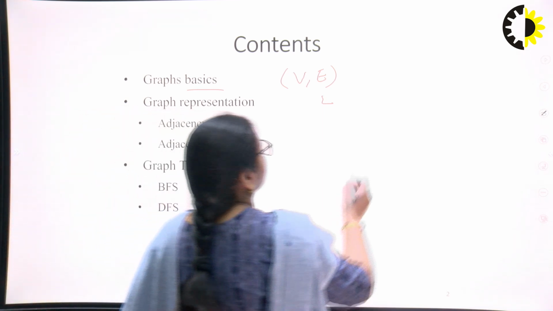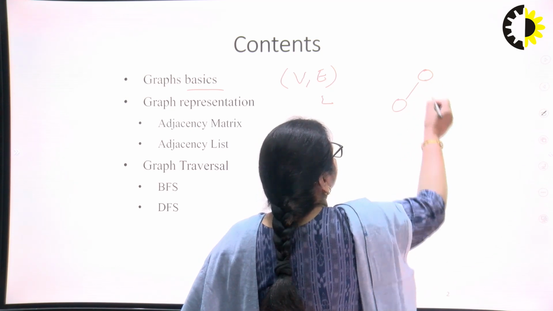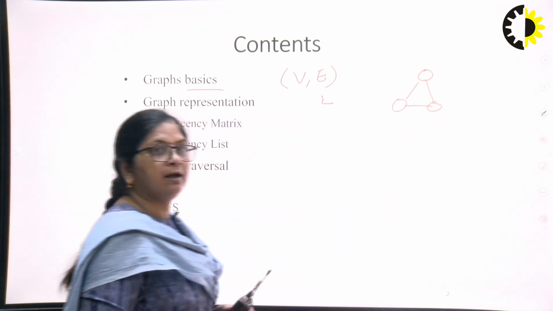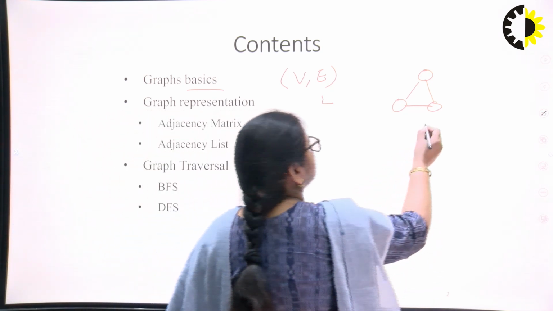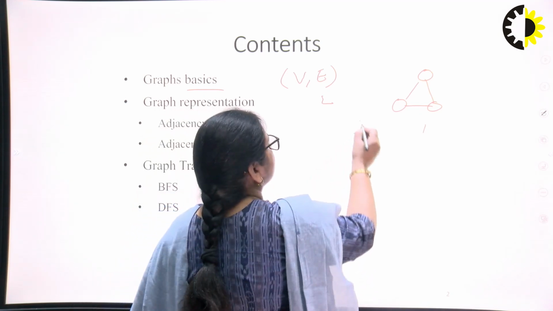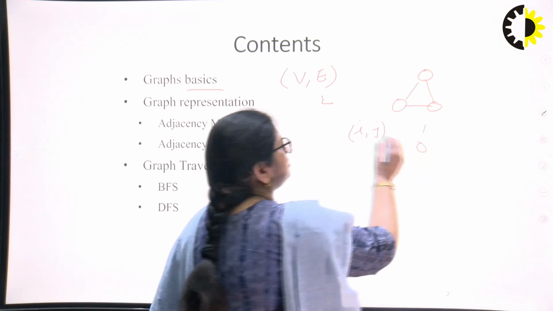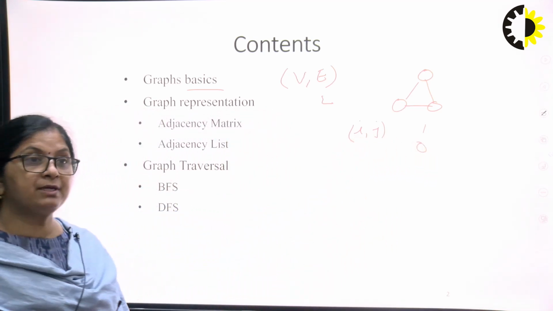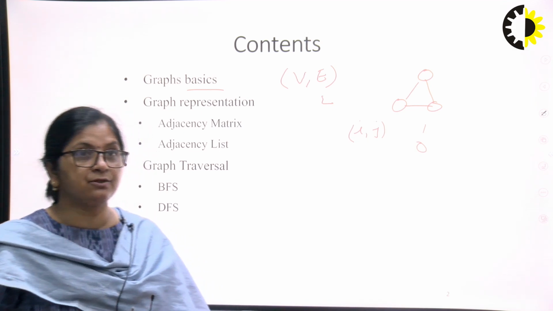So if I am having this three vertices graph, then I will have a 3 by 3 matrix, and I will enter 1 in the ijth location of the matrix if an edge exists, otherwise 0. 1 represents the edge between i and j, and 0 represents no edge.